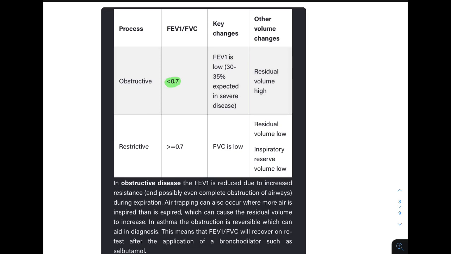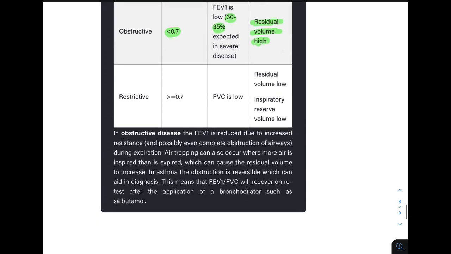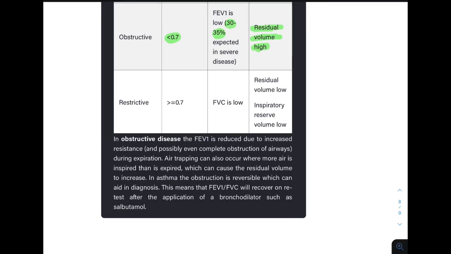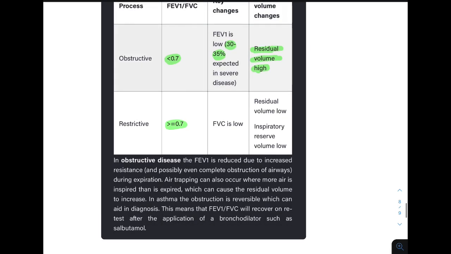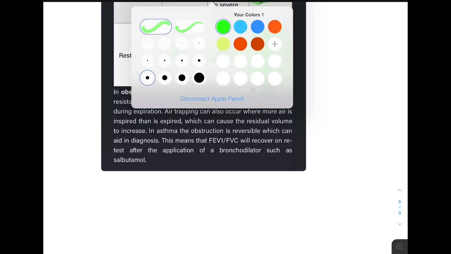FEV1 is lower, that is 30 to 35% only, in severe disease. Among other lung volumes, residual volume is very high in obstructive. Take it as emphysema or bronchial asthma. The residual volume is very high due to the air entrapment. And in restrictive, the FEV1 to FVC ratio is usually more than 0.7 or high, that is increased. Forced vital capacity is low, as we have discussed, the lung cannot expand, so air cannot enter inside. Residual volume is low. Inspiratory reserve volume is low. All the volumes are low in restrictive lung disease. This last statement, please remember.